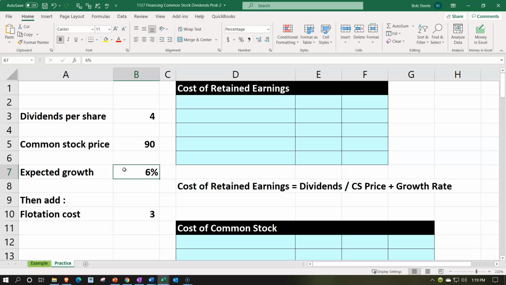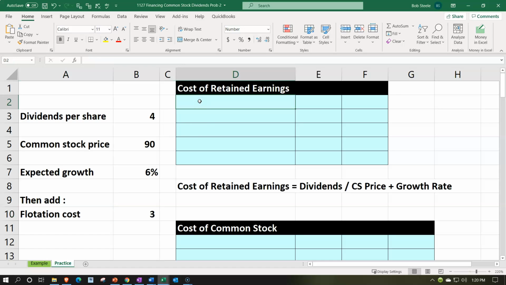Okay, so let's go through our calculation here. We're going to do this 2 different ways. We're going to add the flotation costs in the second one, and we'll call that the cost of common stock versus the cost of retained earnings. Retained earnings, as you know, the accounting equation would be, if you take assets minus liabilities, you get the retained earnings, which you can think of as the value of the organization in that format. So when we issue common stock to owners, they own the company and therefore they have a claim to what you would think of as the equity section of the organization. So that's one way to mull it over.